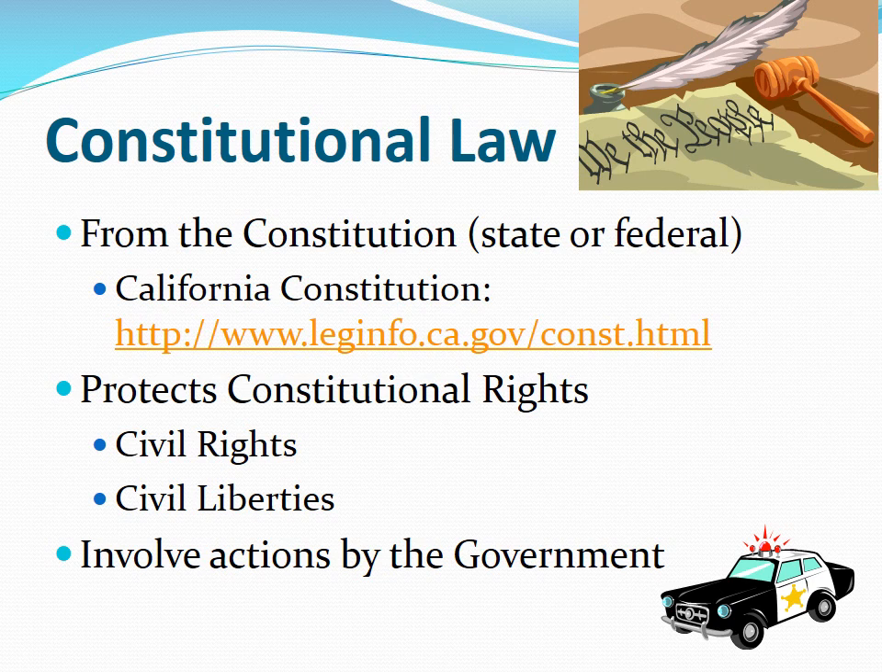Constitutional law can come from either the state constitution or the federal constitution. Each state has their own constitution, and specific laws flow from it, just as the federal constitution gives us laws like the Bill of Rights. The California Constitution is located at leginfo.ca.gov if you're interested. If you haven't read it, it's a good thing to read.